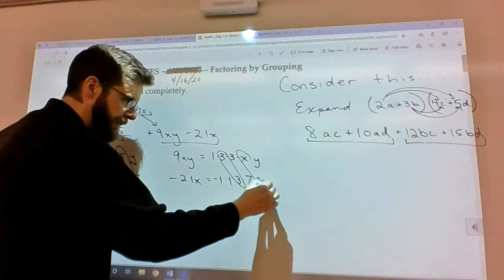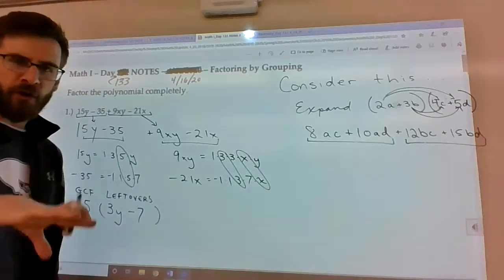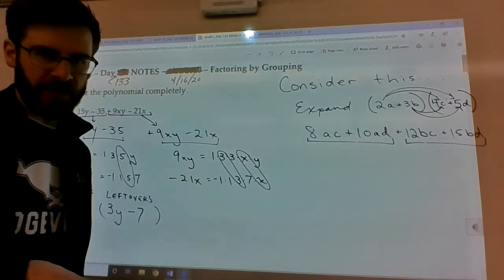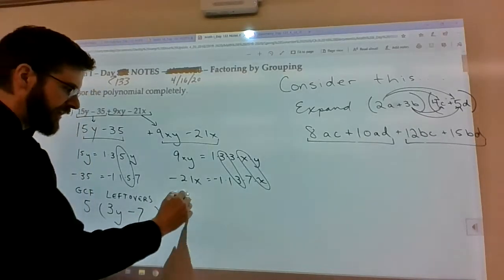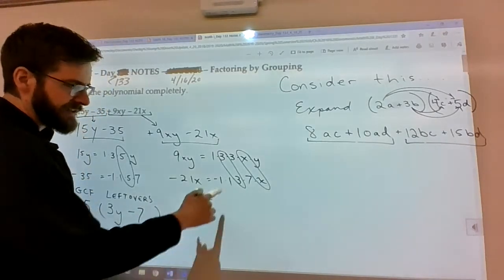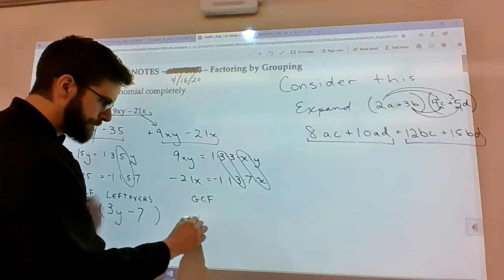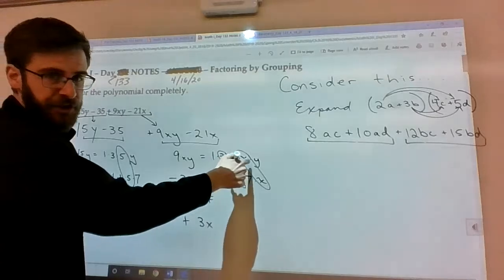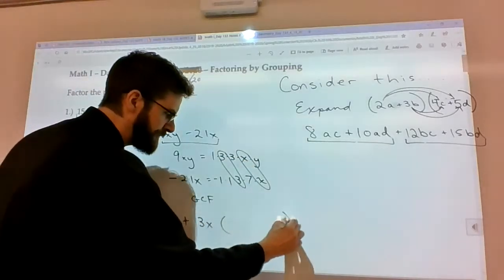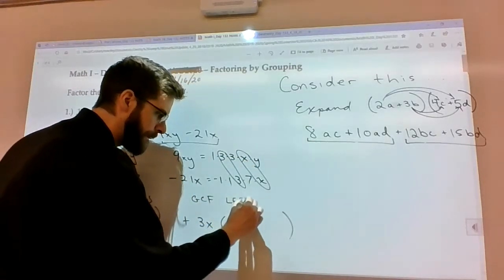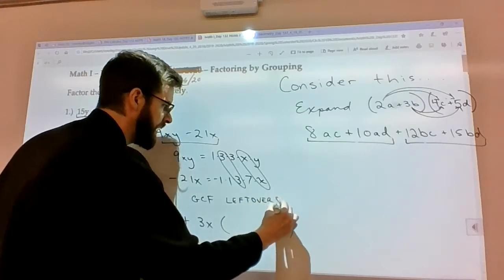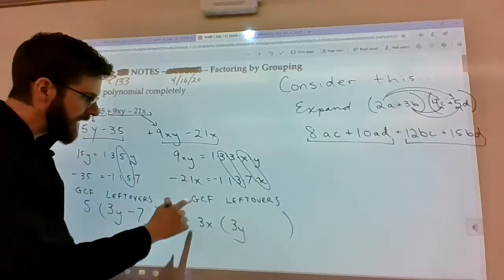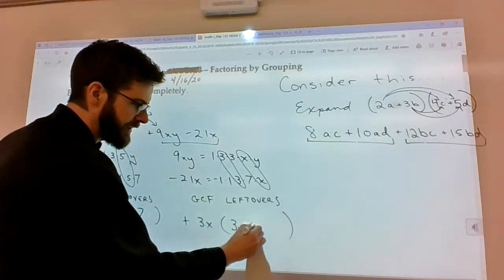They share an x. And again, I'm withholding this idea of circling the 1 so that only when it counts will we actually have to circle it. So then the GCF over here is a positive 3x. That's what they share. They share a 3. They share an x, 3x. The leftovers, it's going to be 1 times 3 times y, which is 3y. And then this is negative 1 times 7, negative 7.